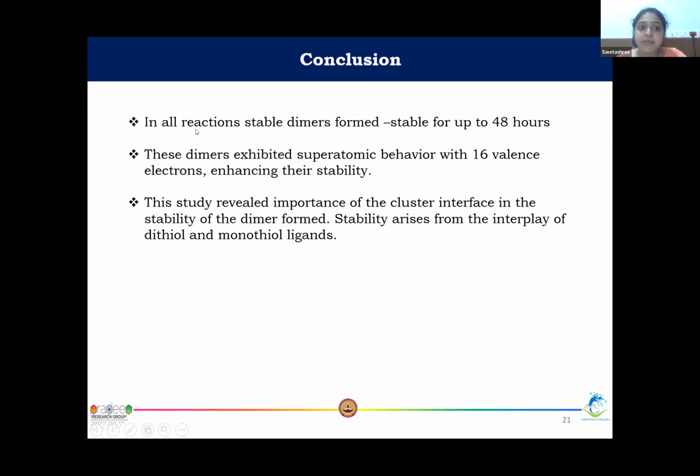So in conclusion, we have seen stable dimer formation, which is stable up to 48 hours. These dimers exhibited superatomic behavior with 16 valence electrons, enhancing their stability. This study revealed the importance of the cluster interface in the stability of the dimer formed, and the stability arises due to the interplay of dithiol and monothiol ligands.